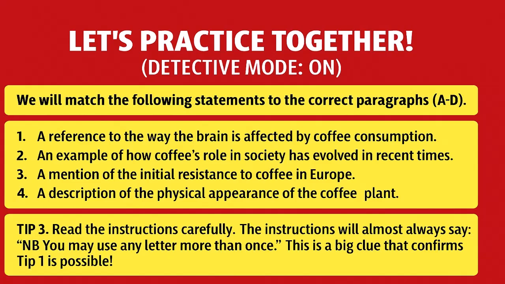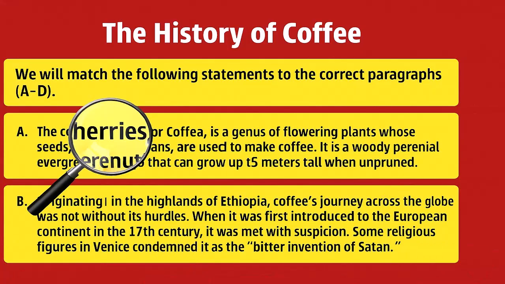Okay, our clue list is ready. Now we can start scanning the text, focusing on finding the information for Statement 1 first. Okay, let's start with Statement 1. Looking for information about the brain.